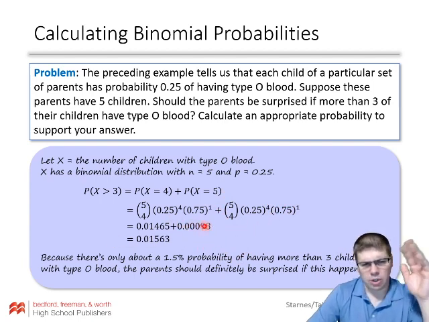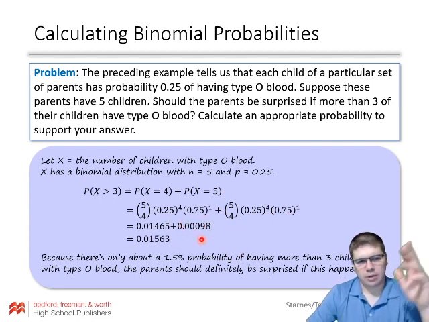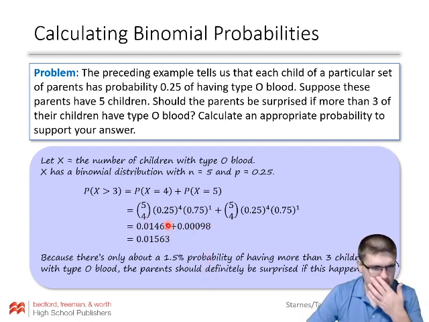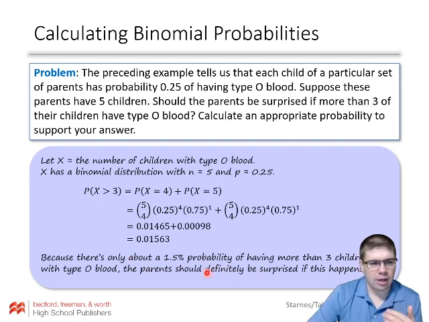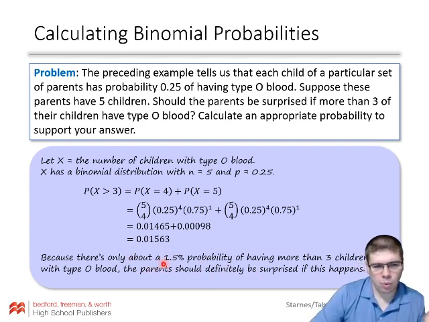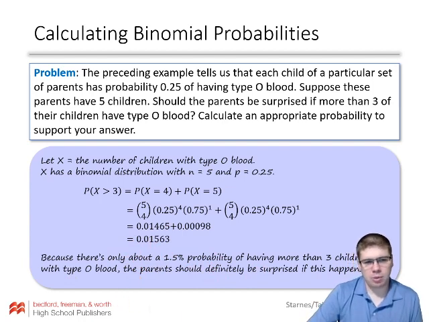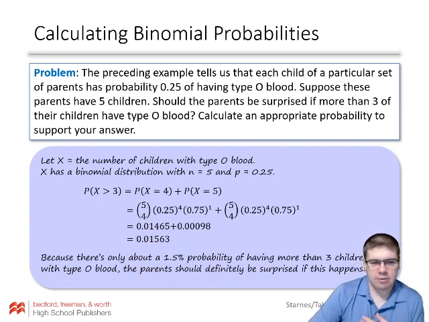Which you guys actually already knew before the binomial calculations, how to calculate the probability that all of them have type O blood. So those two numbers add up, and that gives you overall about a 1.5% chance of having more than 3 children with type O blood. And so yes, they'd definitely be surprised. That's pretty unlikely. This would be good to recognize, definitely on a multiple choice, the mistakes there notwithstanding.